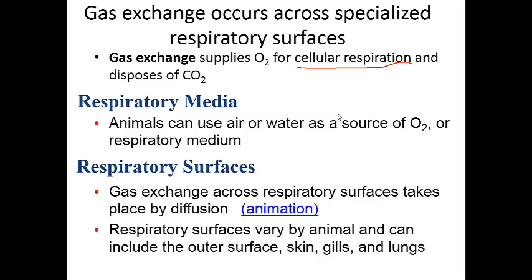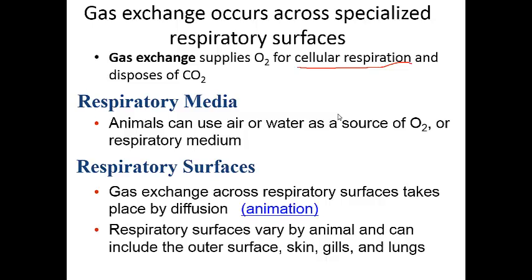In order for respiration to take place, we need two things. We need a respiratory medium and a respiratory surface. The respiratory medium is going to be the source of the oxygen. It could either be the air or the water. The respiratory surface is going to be where the oxygen is taken in and where the carbon dioxide is released.